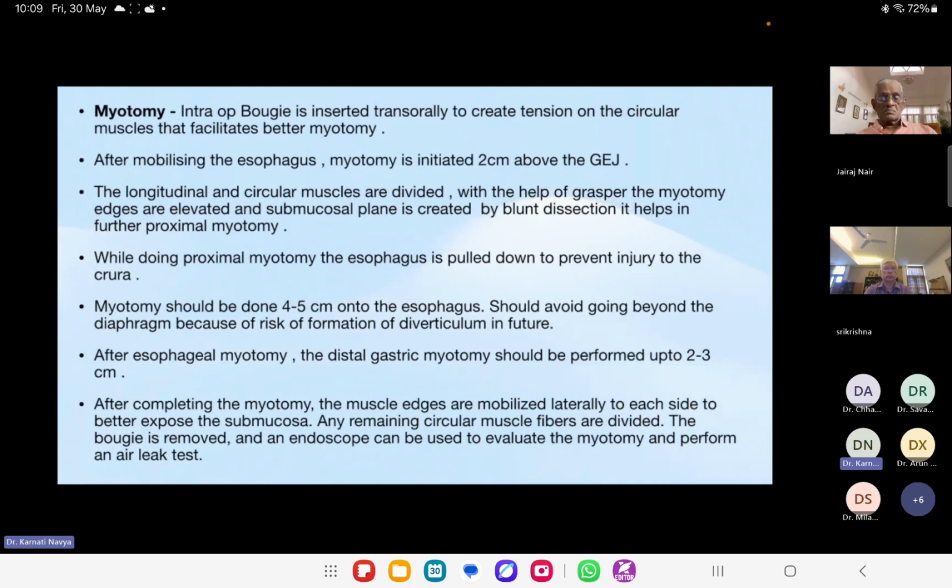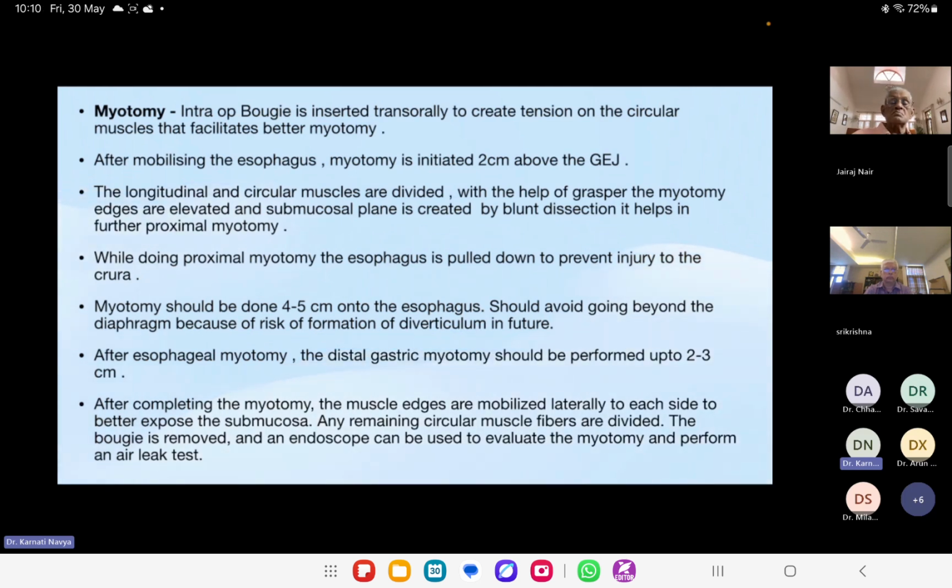And following the division of circular muscle fibers, the moment you are going in, you will generally feel a taut muscle structure. After dividing that, the mucosa usually bulges out. With the help of the grasper, the myotomy edges are usually elevated, and the submucosal plane is created by blunt dissection to further facilitate the proximal myotomy. While doing the proximal myotomy, the esophagus is usually pulled down to prevent injury to the crura. It should generally be done 4 to 5 centimeters onto the esophagus. You should not go beyond that because of the risk of formation of a diverticulum in the future.